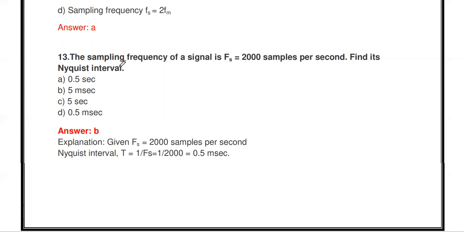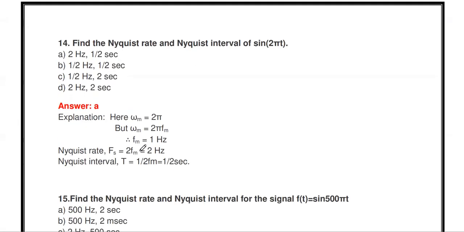So here you see the sampling frequency of the signal Fs equal to 2000 samples per second. Find its Nyquist interval. What is meant by the Nyquist interval? The Nyquist interval is nothing but the reciprocal of the sampling frequency. So the Nyquist interval T equal to 1 divided by Fs. So 1 divided by 2000 is 0.5 millisecond, 0.5 into 10 to the power minus 3. So that's 0.5 millisecond. Okay, so this is one of the questions.